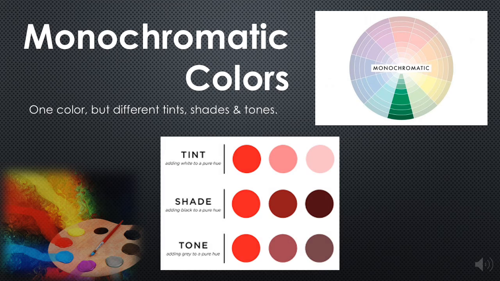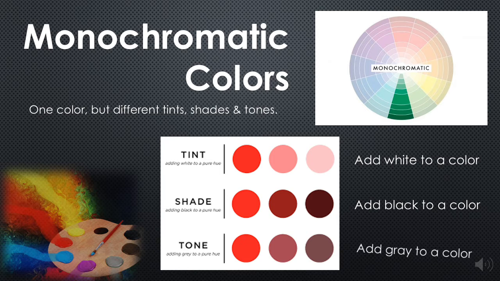Monochromatic colors are just one color, but you create different tints, shades, and tones of that color. I can create a tint by adding white, a shade by adding black, or a tone by adding gray to the color. Mono means one, and chroma or chromatic means color. One color.